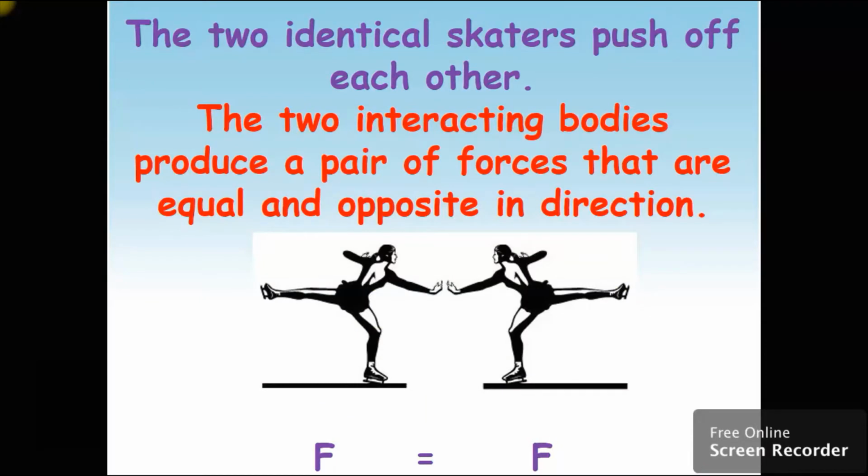The two identical skaters push off each other. The two interacting bodies produce a pair of forces that are equal and opposite in direction. So, do you see at the bottom of the screen? I'm saying that the force applied to the person on the left is equal to the force being applied to the person on the right. Are you with me there?